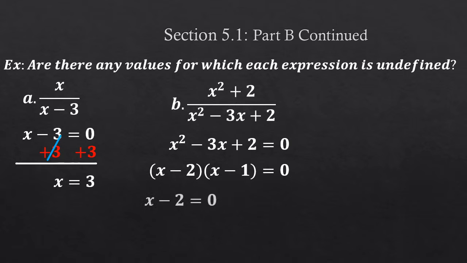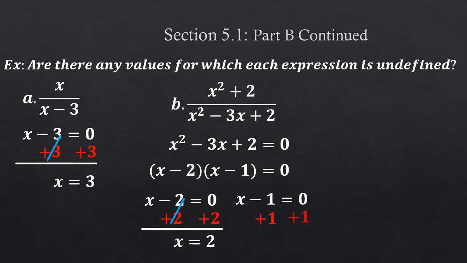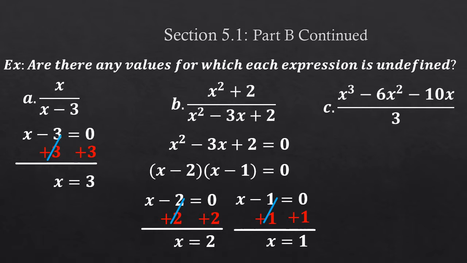Set the factors equal to 0, and then solve for x. So add 2 to both sides on this factor. x equals 2. Set this factor equal to 0. Add 1 to both sides. x equals 1. Now here in example C, as you can see, there is no variable in the denominator. Therefore, there is no number that will make this denominator undefined.